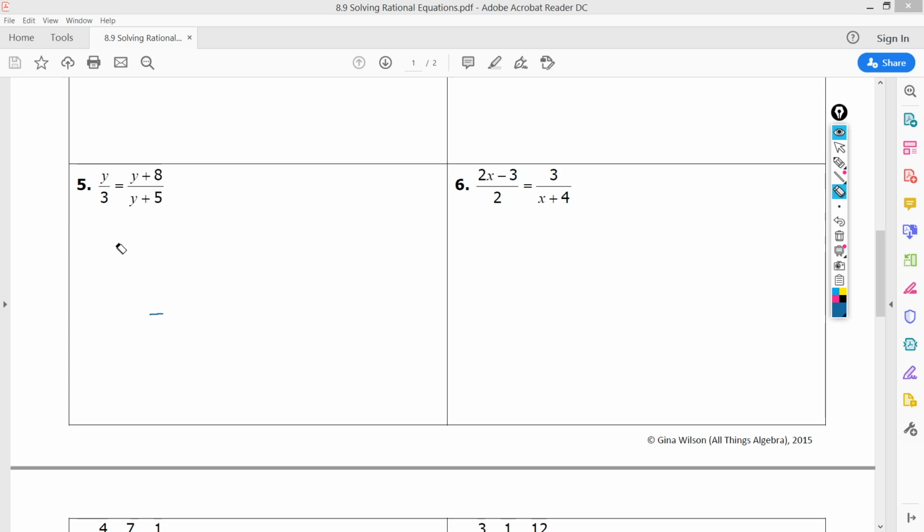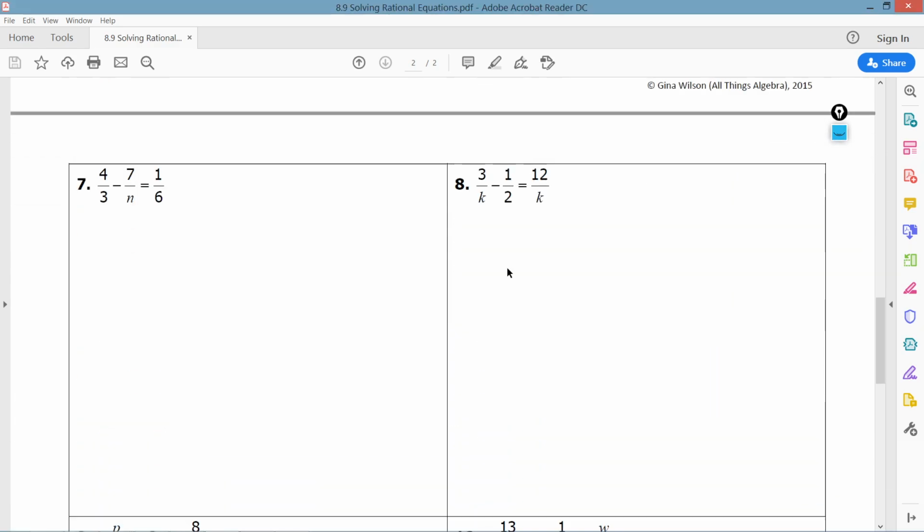It's a great way to spend your day tomorrow. Just enjoying some casual equations.